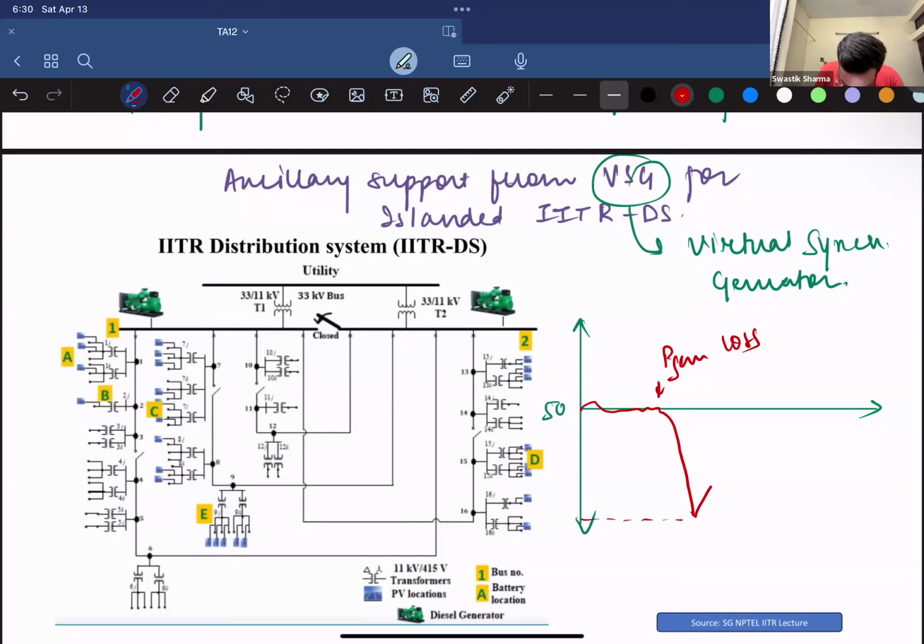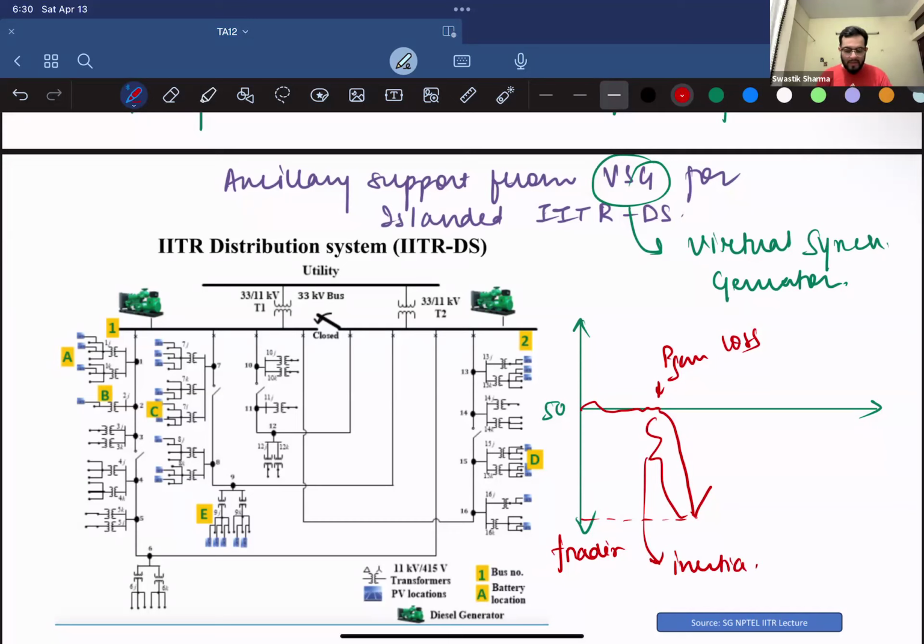So this is called frequency nadir. And frequency nadir is the lowest point of frequency after some irregular scenario takes place, right? Now, all of this is contained by the inertia of the system. Now, let's say that you don't have any inertia in your system, right? You're using all power electronic equipment, which have PVs, BESS, etc. So there is no inertia, right?